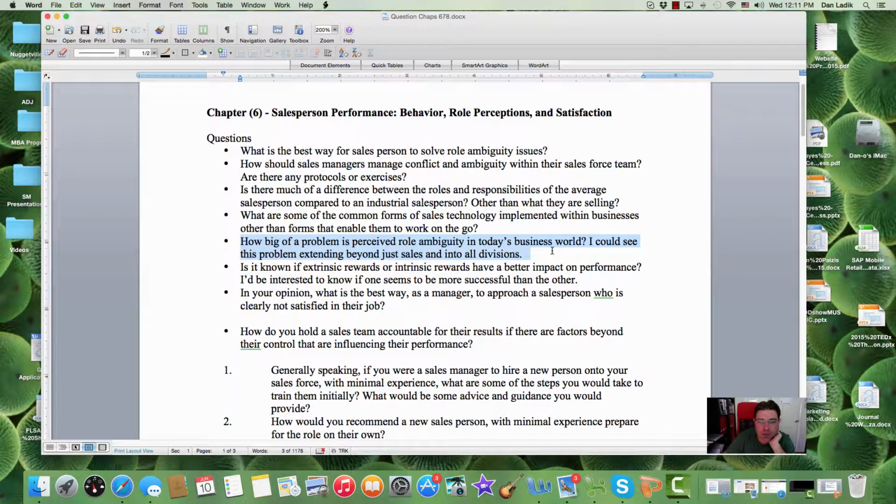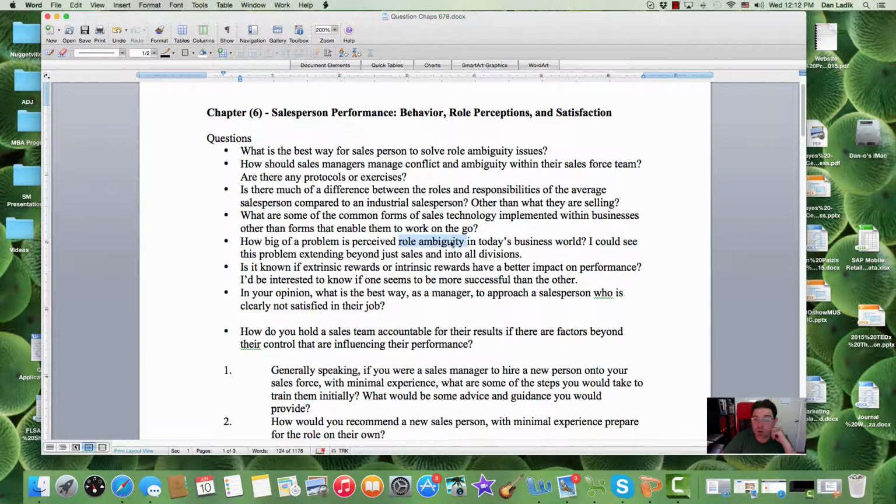How big of a problem is perceived role ambiguity in today's business world? It's huge. Sorry to be vague like that, but I think conflict is more common than ambiguity, because people tend to stay within a role and then they have issues with the role or the job changing, and then there's conflict. Role ambiguity happens more with new sales roles. Not a new person to the sales role, but a new division or a new product or a new customer group. That's when there's more ambiguity.